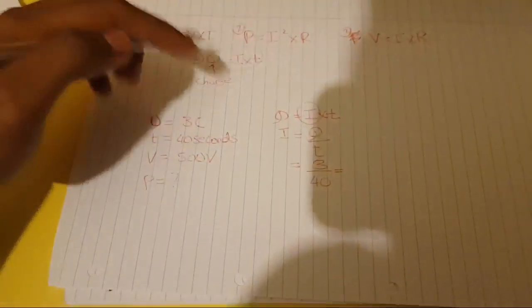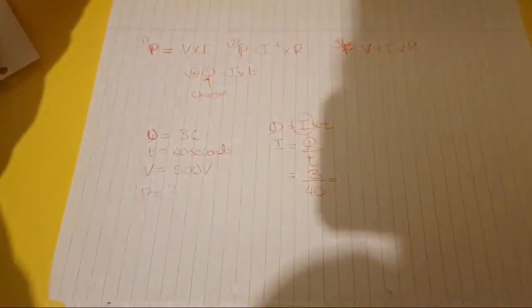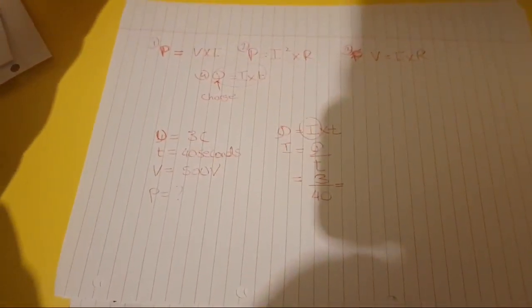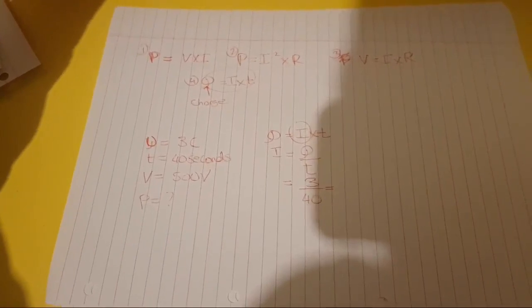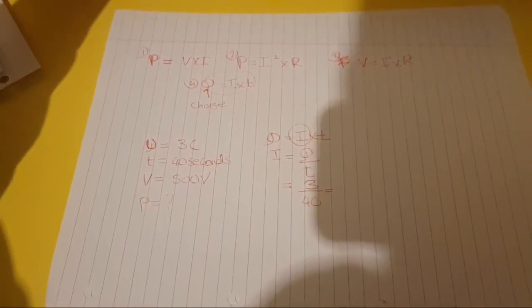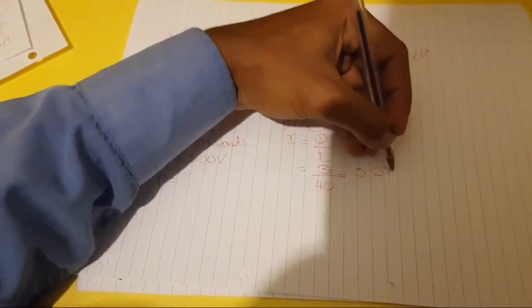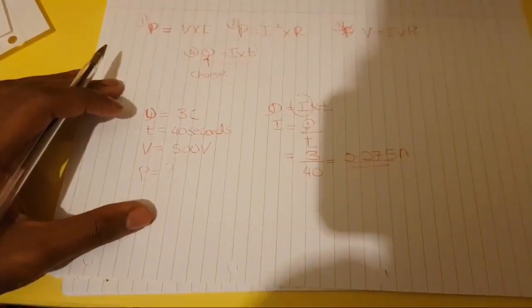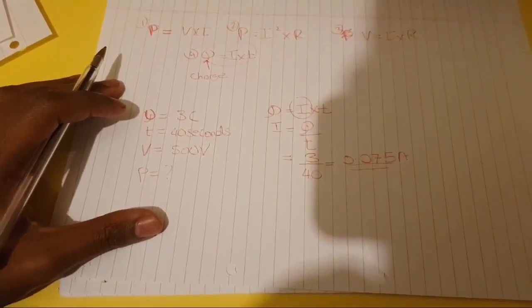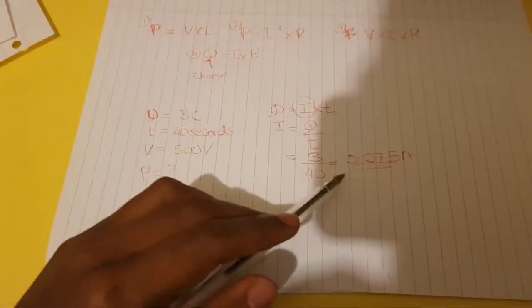I wish I didn't choose these numbers, but let me see. What should that give you? 3 divided by 40 is like 0.075 or whatever? I'm not so sure. I think it gives you 0.075, just a guess. Because yeah, 300 divided by 4 gives you this.